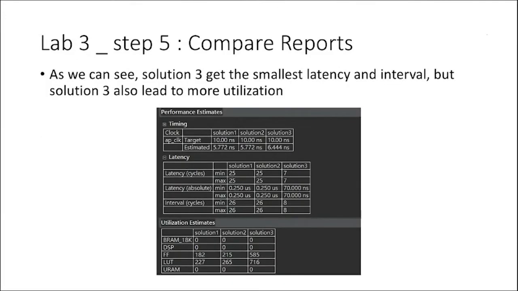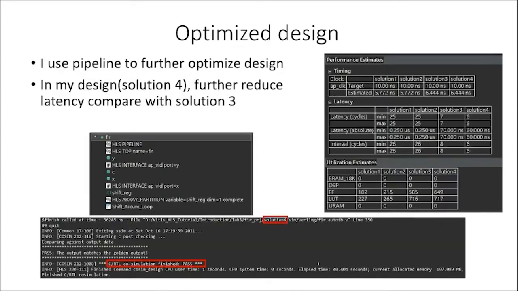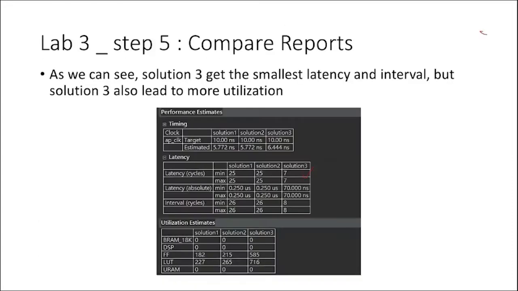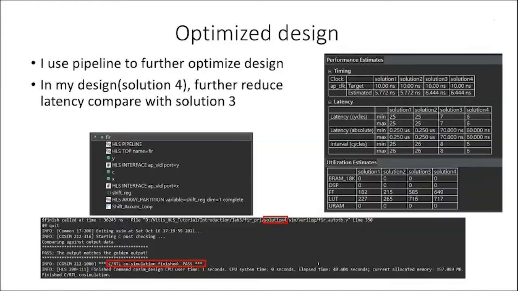In step 5, we can compare the reports. As we can see, solution 3 gets the least latency and interval, but it also has more utilization here. I use pipeline to further optimize this design in solution 4, and it can further reduce the latency and interval.